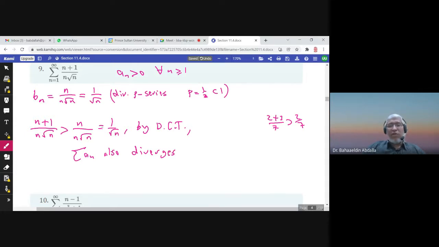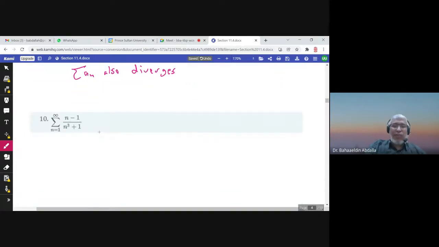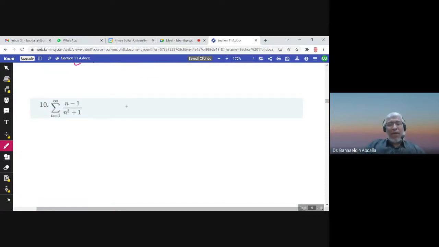Greater than divergent is divergent. A_n, put n = 1, you get 0. So a_n here is greater than or equal to 0 for all n greater than or equal to 1. Well, what is b_n? The term with the highest power, 1 over n squared. This is a convergent p-series with p equal to 2, greater than 1.